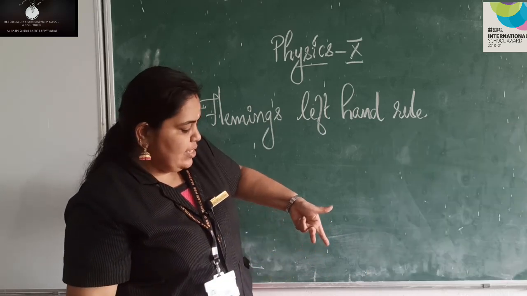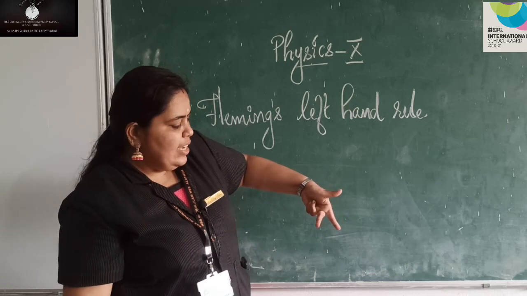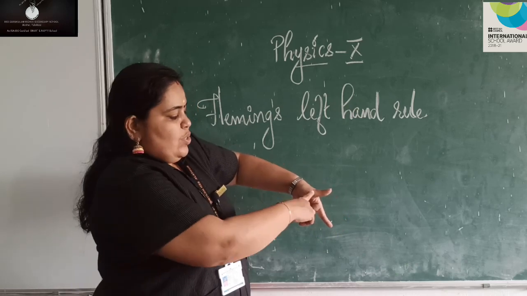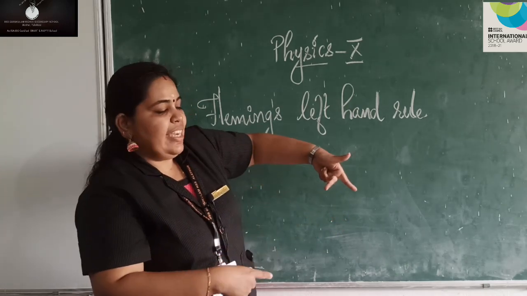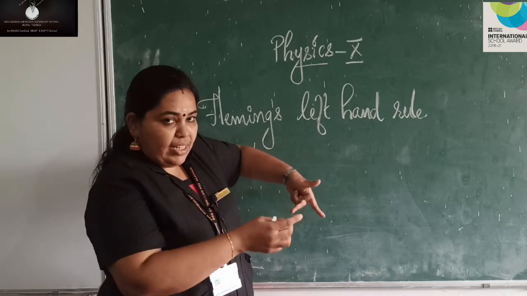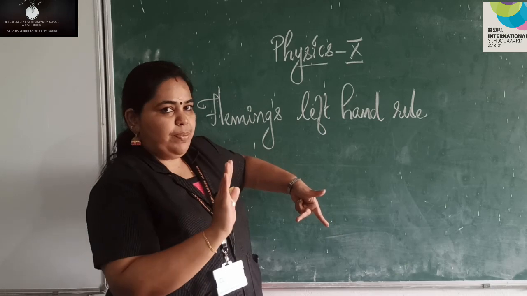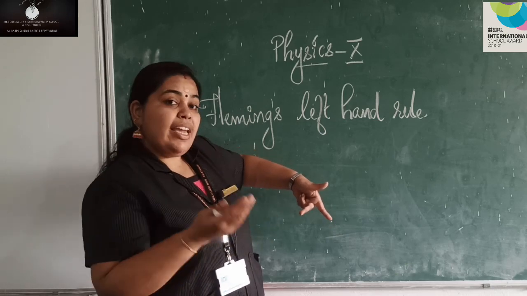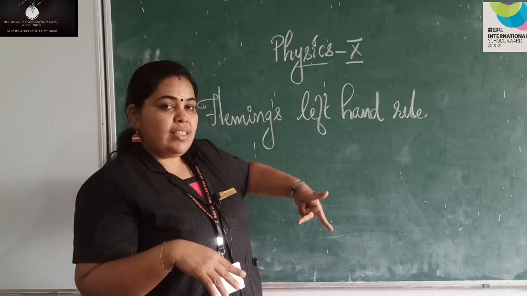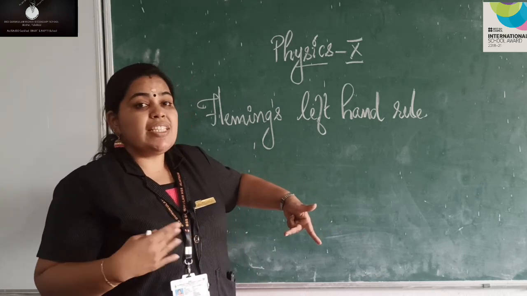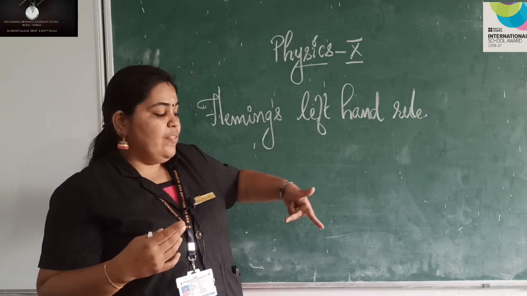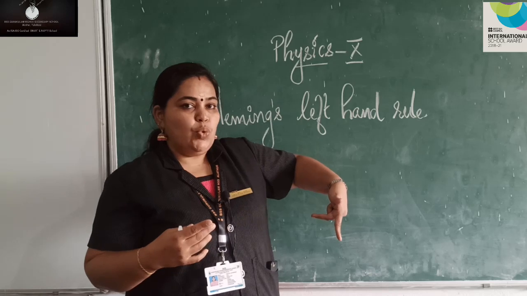So what happens? The thumb indicates the direction of force. So what happens? It deflects to that side. ഈ തമ്പ് എങ്ങോട്ടാണോ പോയിന്റ് ചെയ്യുന്നത് ആ ഡയറക്ഷനിലോട്ട് ആ കണ്ടക്ടർ ഡിഫ്ലക്റ്റ് ചെയ്യും. മനസ്സിലാവുന്നുണ്ടോ? ഇനി നേരെ തിരിച്ച് എന്ത് സംഭവിക്കണോ? We are reversing the current. Okay, when we are reversing the current, again the magnetic field is moving in this direction.